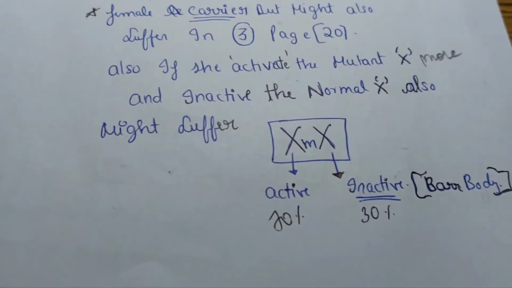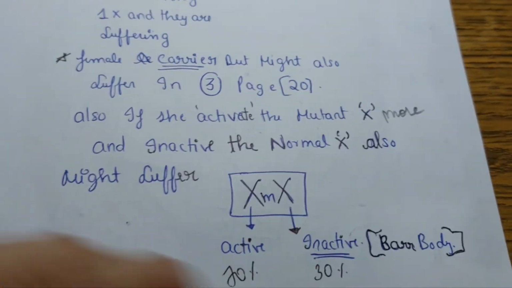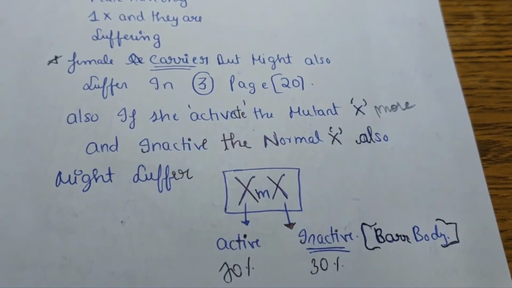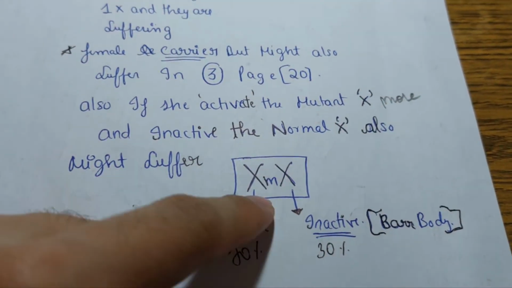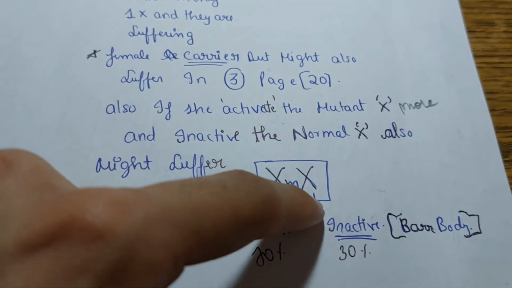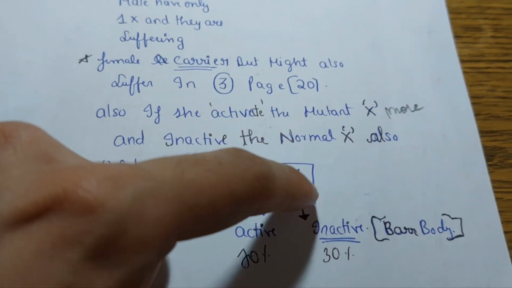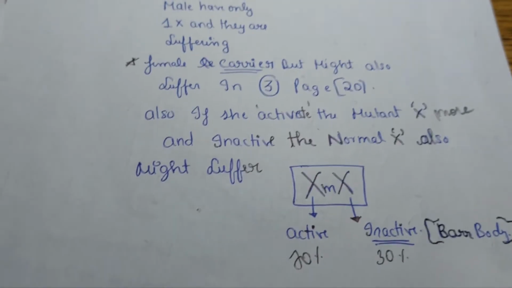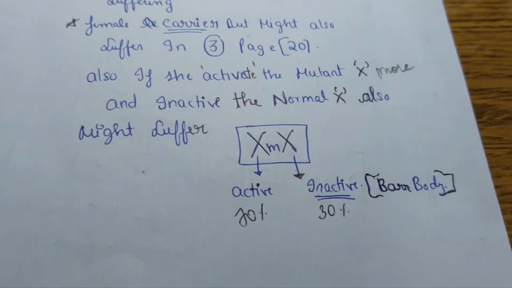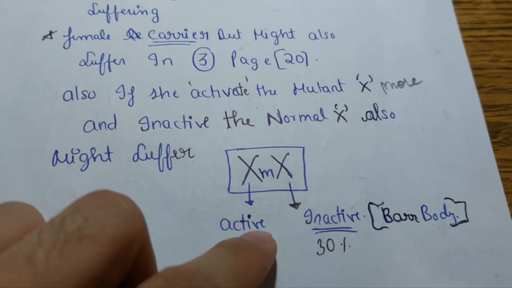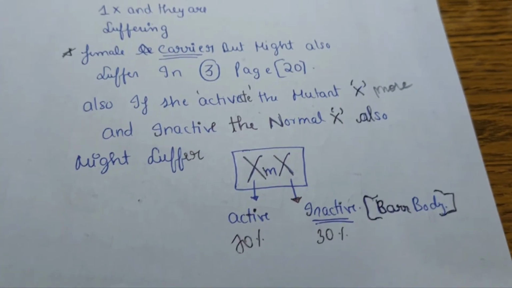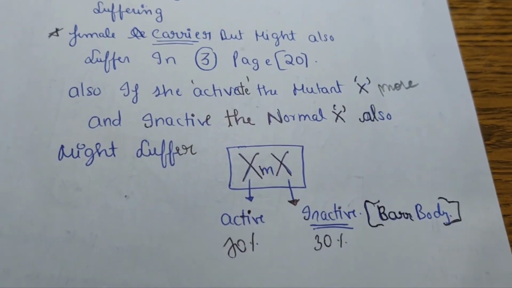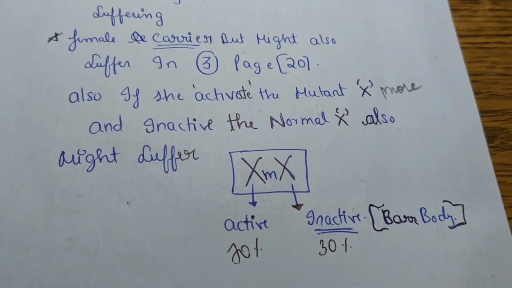Now sometimes what happens is that a female has a mutant X chromosome, the carrier female, and by mistake her body activates the mutant X chromosome in 70% of cells, and only 30% of cells have the healthy X chromosome active. In the remaining 70% of cells the mutant X chromosome is active. As a result, there will be manifestation of the X-linked recessive disorder in such a female.